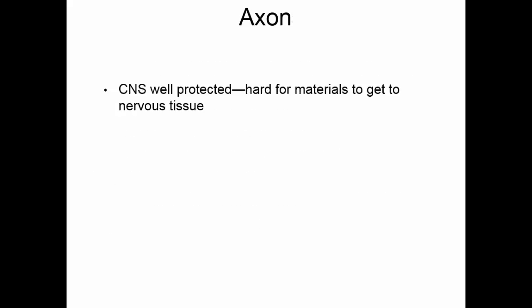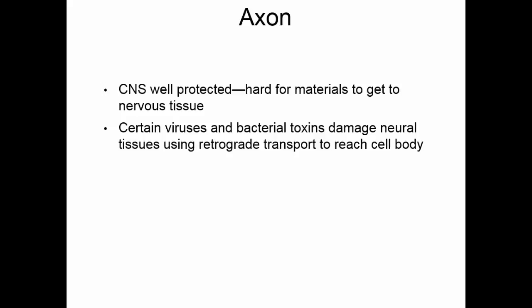The central nervous system is very well protected. It's very hard for materials to get into the nervous tissue. However, certain viruses and bacterial toxins can damage neural tissues using this retrograde transport to reach the cell body. Polio, rabies, and the herpes simplex virus, as well as the tetanus toxin, can enter at the axon and use retrograde transport to get to the cell body. There they can damage the neuron.